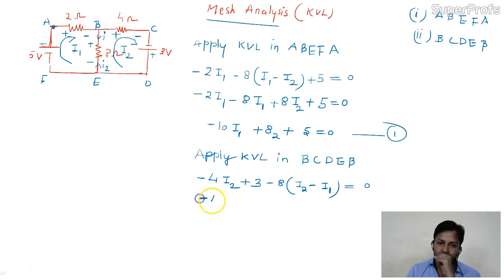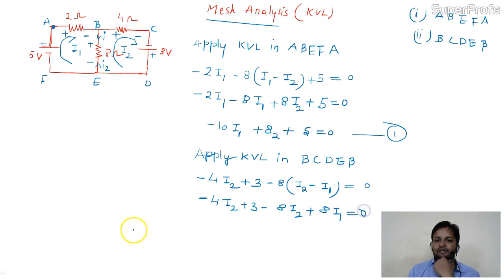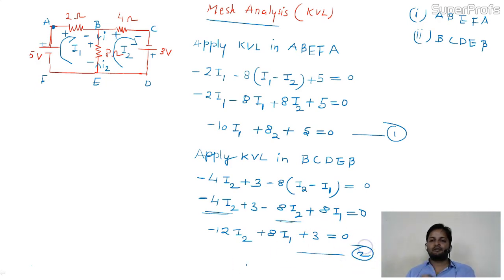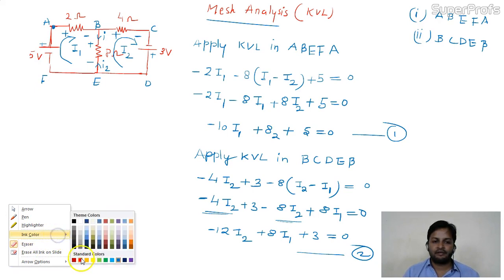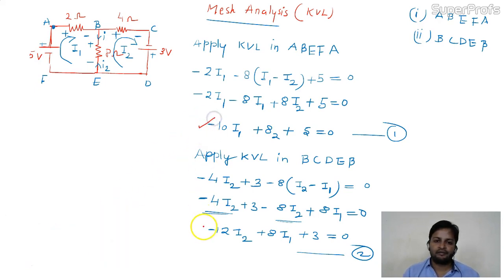Again we can rearrange the terms and simplify. Plus 3 minus 8i2 plus 8i1 equal to 0. Is it okay? Minus 4i2 minus 8i2, we are having 12i2 plus 8i1 plus 3 equal to 0. This is equation 2. Now see, you have two equations, equation 1 and equation 2. Wait a minute, two equations, so we can solve two equations in two unknowns, and I'll get the current values i1 and i2.